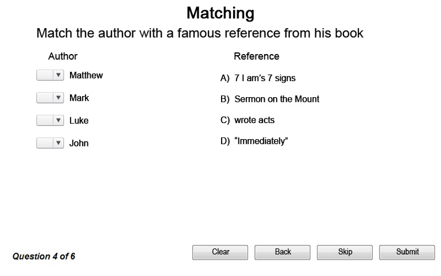Match the author with a famous reference from his book. The 7 I Ams and the 7 Signs, that's in the book of John. The Sermon on the Mount is in the book of Matthew. Who wrote the book of Acts? Luke. We have the Gospel of Luke and the book of Acts, written by Luke. And the phrase immediately is often used in the book of Mark.